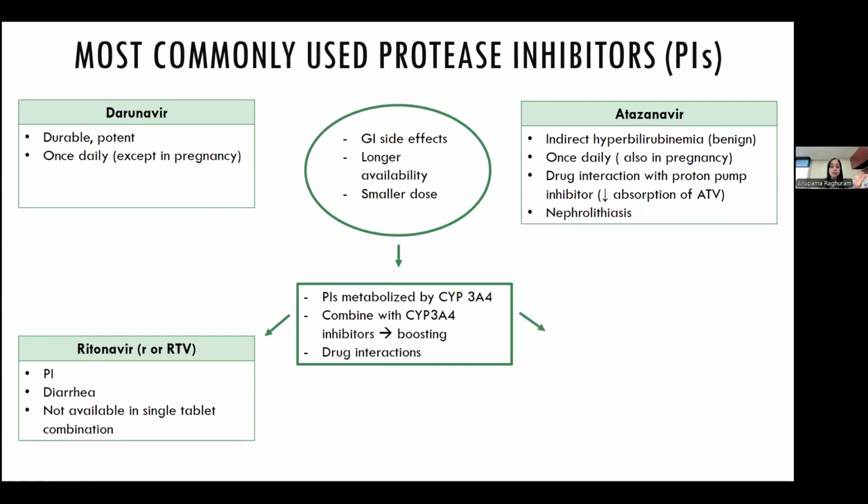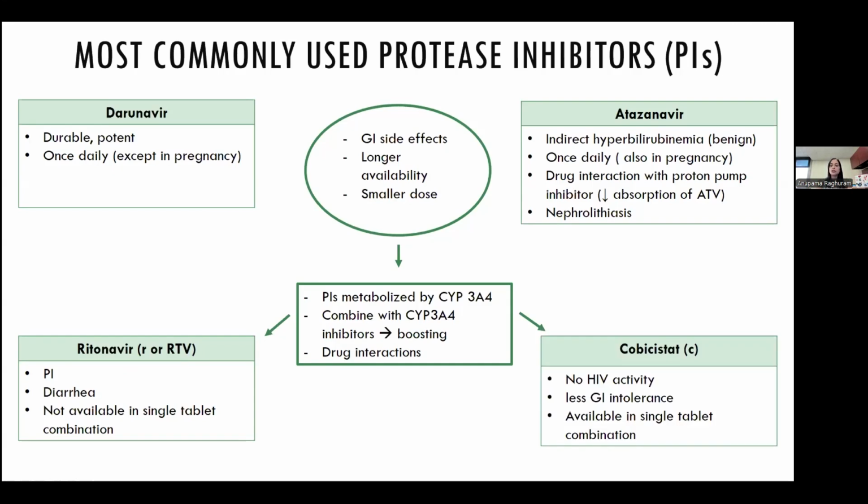And in more recent years, there is a newer booster called cobicistat. This one is not a PI at all. It has no HIV activity, but it does lead to less diarrhea and less GI intolerance. And it does come in a single tablet combination with both atazanavir and darunavir. And so you are able to reduce pill burden. So these are the pearls for the PIs.